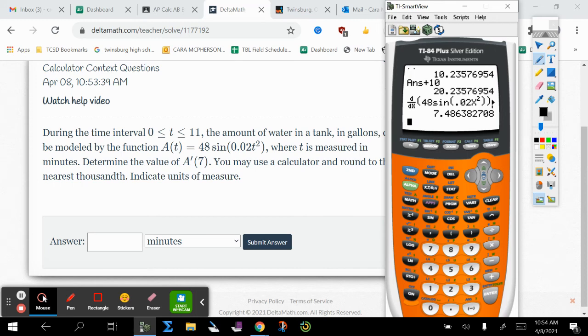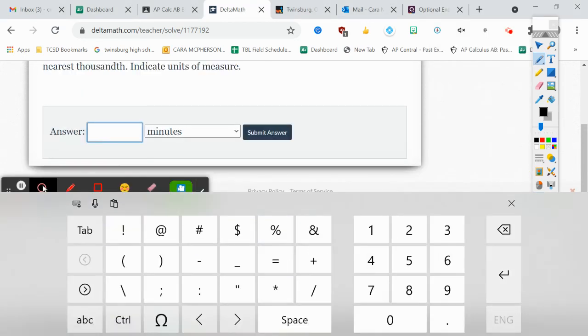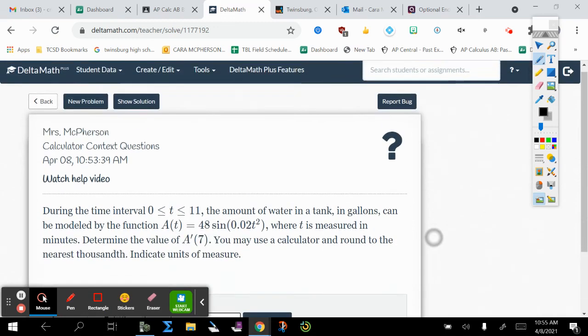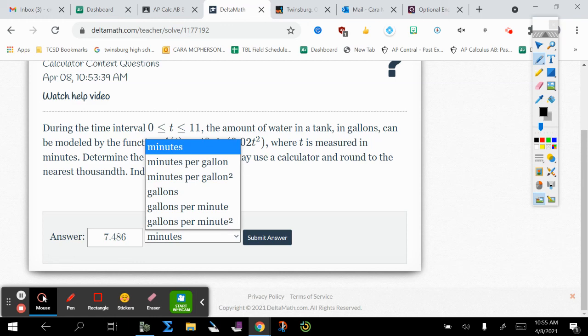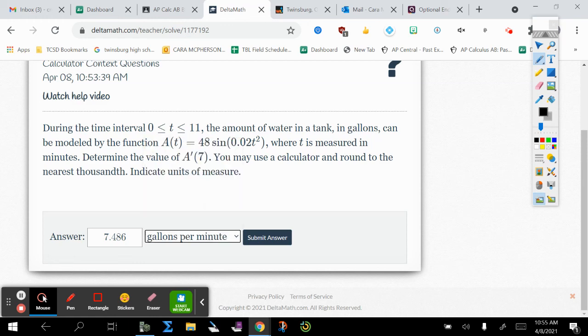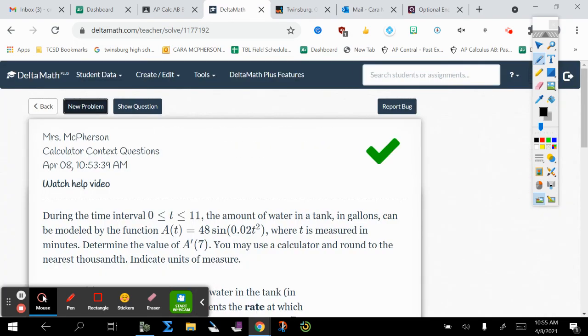And it's going to want to know, what is this representing? So if A is the amount of water in the tank and we're deriving it, when we derive something, we create a rate. So we create how that amount of water is changing. So I've got 7.486. And this is going to be how my gallons are changing over time. So this is going to be my gallons per minute, because again, it's a rate because we're deriving, just like a slope when we derive. And we get our answer.